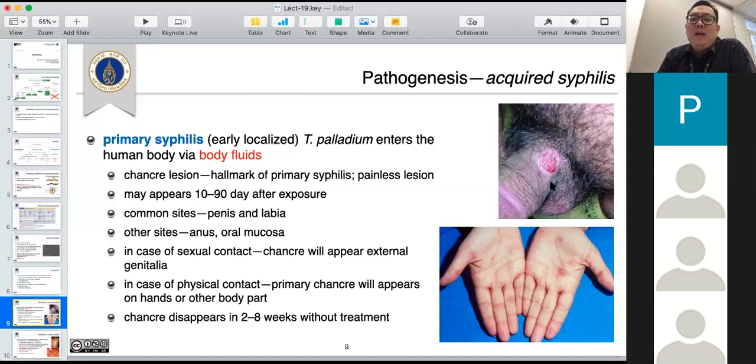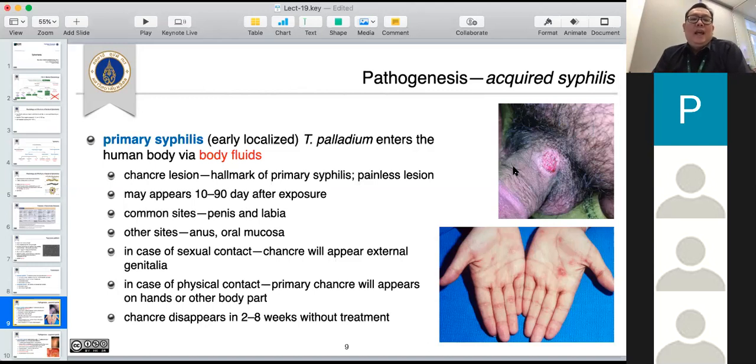And also the chancre lesion can be filled with a lot of Treponema pallidum. And this can spread to other new areas by auto-infection. Okay.